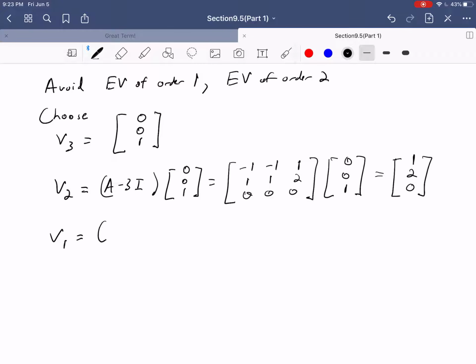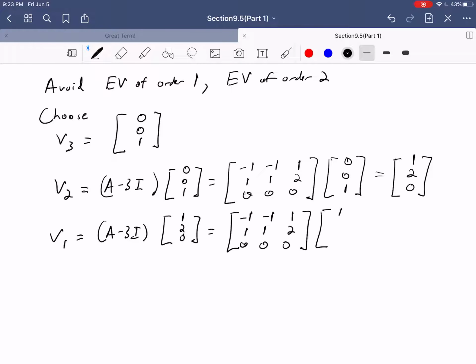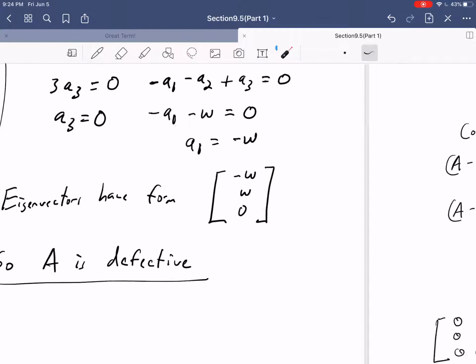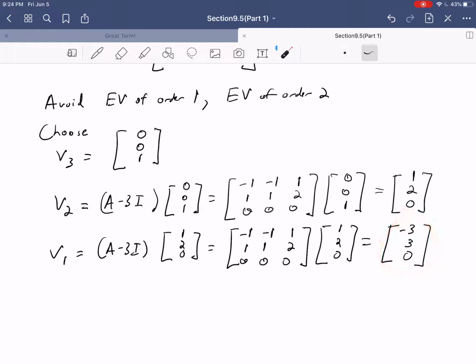There we go. How do we find V1? Well, V1 should be (A minus 3I) times V2, which is (1, 2, 0). So we're going to do minus 1, minus 1, 1, 1, 1, 2, 0, 0, 0, times (1, 2, 0). So let's see what we get then. This times this, that's going to give us negative 3. This times this, that's going to give us positive 3. And this times this is going to give us 0. Does that fit the form that's supposed to be for a first order eigenvector? Well, we look back over here, (negative W, W, 0), and that is exactly what we got, (negative 3, 3, 0). So that tells us that this is the chain we can use.